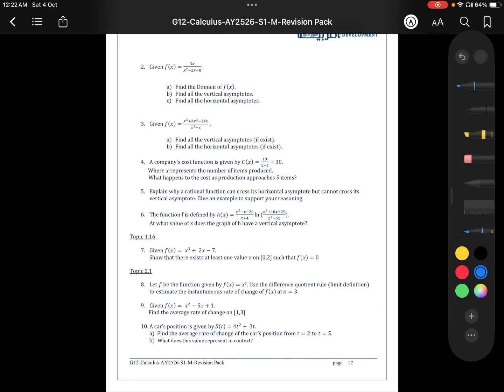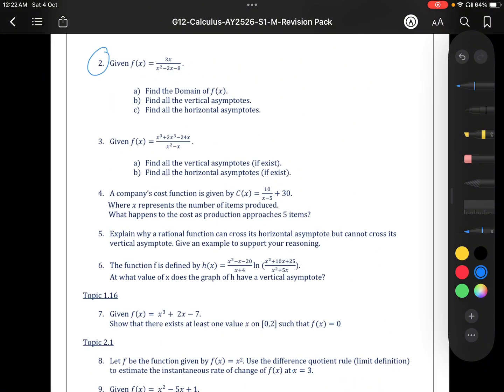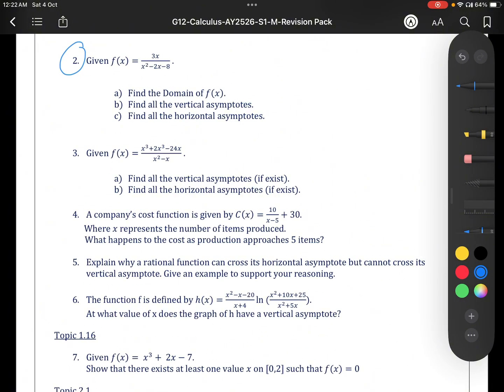For question number 2, find the domain. Domain not related to factoring. So whatever the denominator is, solve it, either by factoring or otherwise. So x equal 4 or x equal negative 2. So the domain is all real numbers except 4 and negative 2.